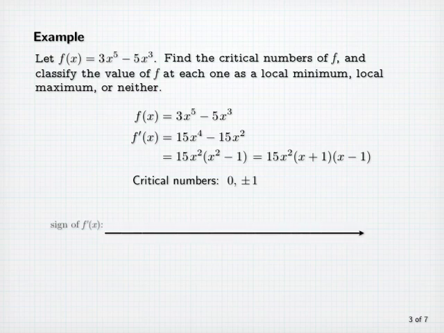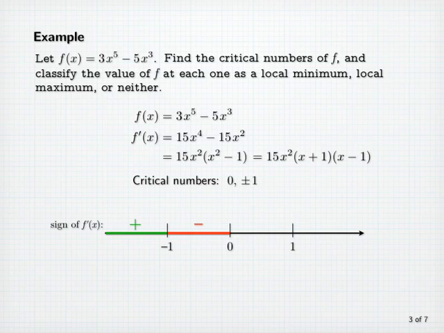Now let's make a rough sketch of the sign of f prime on each side of all three critical numbers. Let's note that the sign of f prime is completely determined by the product x plus 1 times x minus 1, since x squared is never negative. When x is less than minus 1, both of those factors are negative for a net positive value for f prime of x. Between minus 1 and 0, x plus 1 becomes positive, while x minus 1 is still negative, and so f prime of x is negative between minus 1 and 0.